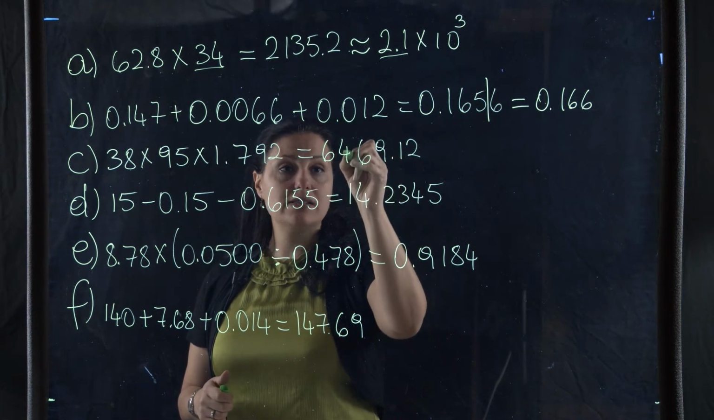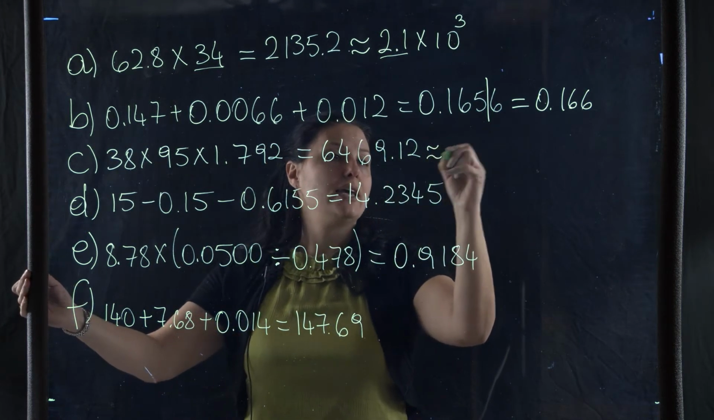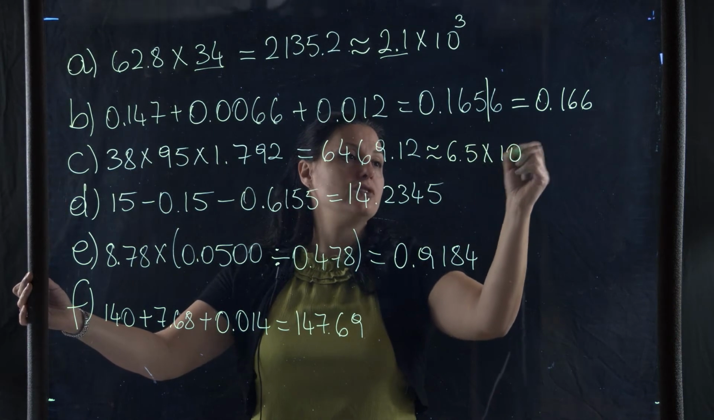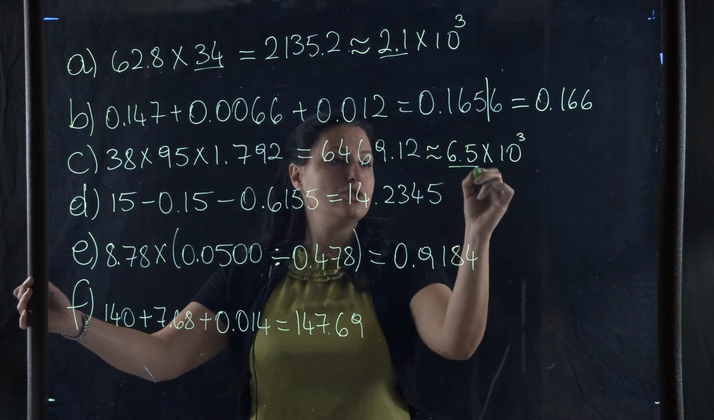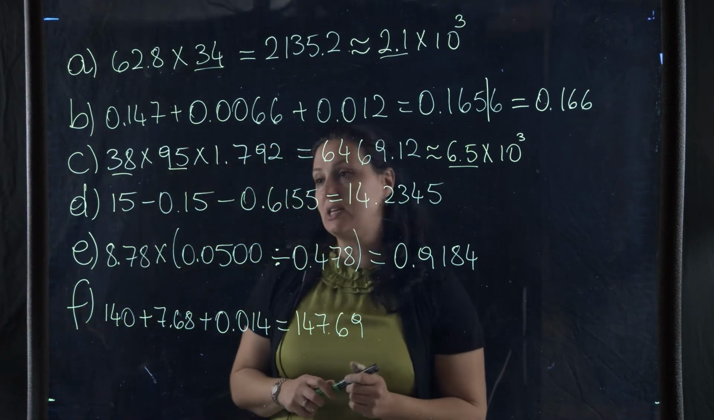Because this is a 6, this will become a 7, so 6,500. Or I can write it as 6.5 times 10 to the 3rd. This has 2 significant digits because these 2 numbers have 2 significant digits each.